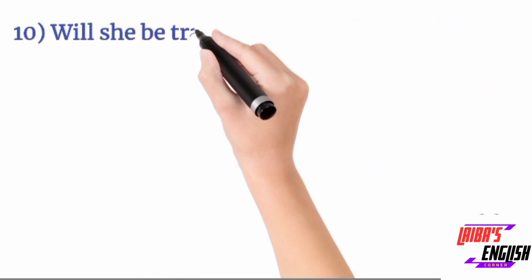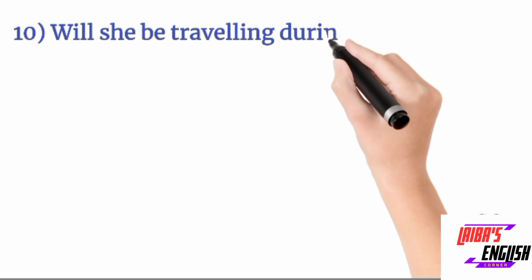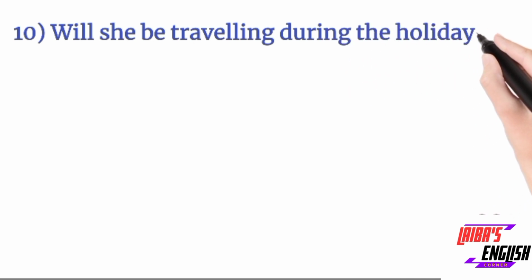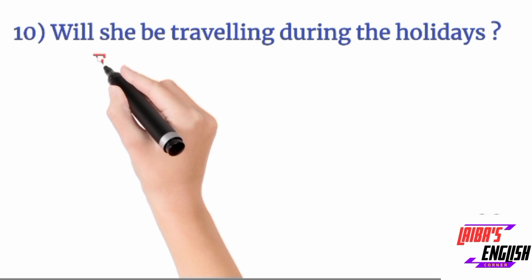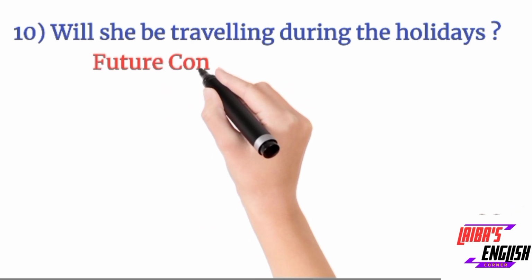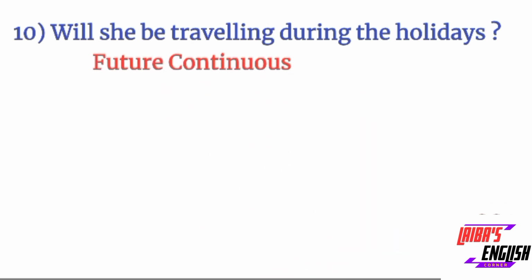So 10th example is: will she be traveling during the holidays? Question mark. So it is a question mark, so it is interrogative. Will is the helping verb of future. So it is future interrogative and travel plus ing which is continuous, so it is future continuous interrogative tense.